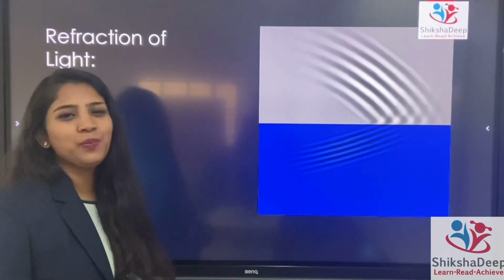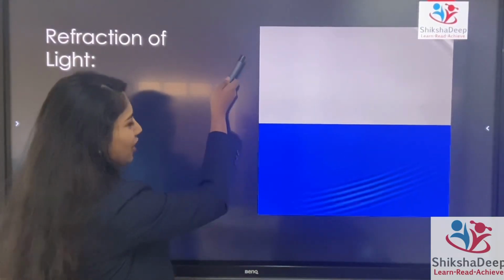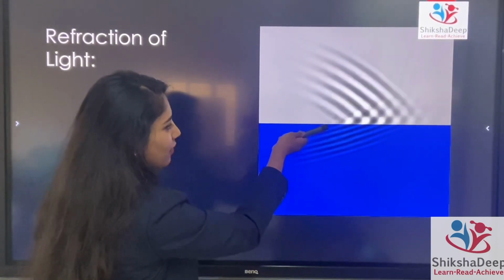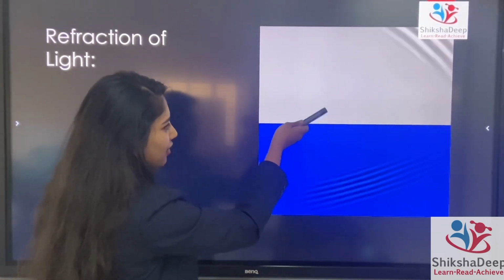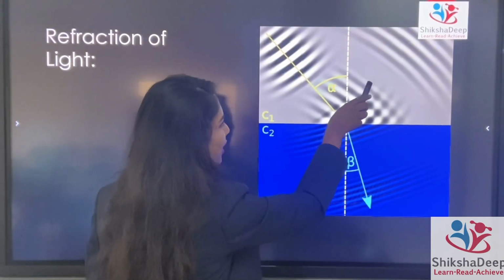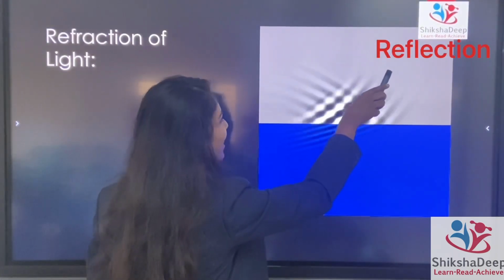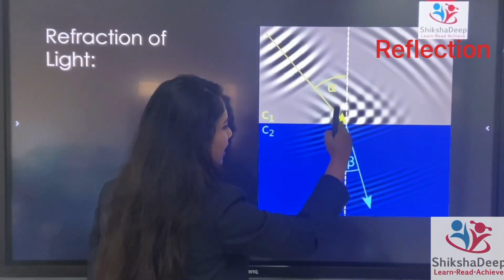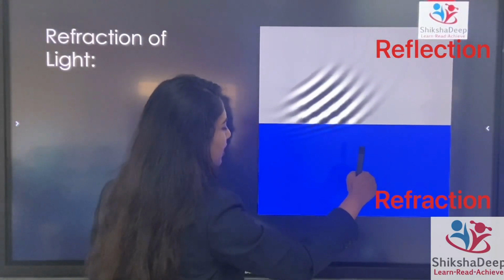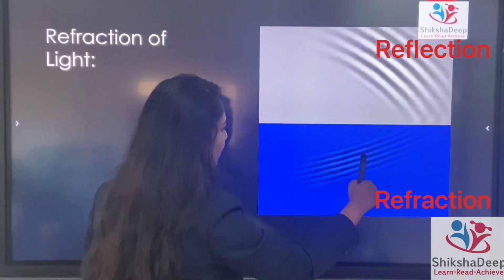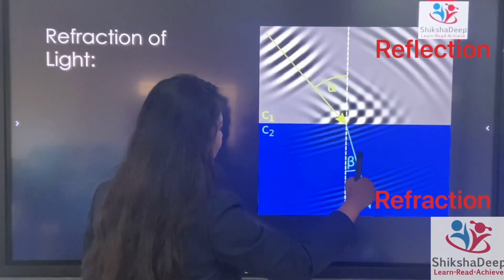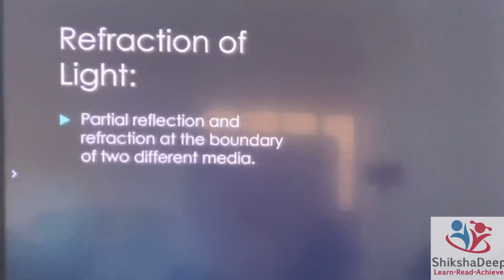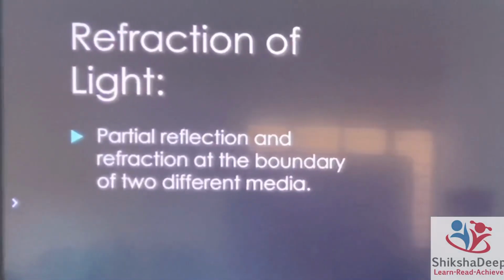It is very important to know that when light travels from one transparent medium and strikes obliquely at the surface of another transparent medium, a part of light goes back in the same medium obeying the laws of reflection, and that is called reflected light. And the remaining part enters into the other medium and travels in a straight path different from its initial direction, and it is called refracted light. So a light ray suffers partial reflection and refraction at the boundary of two different mediums.